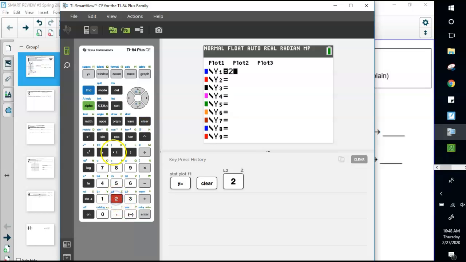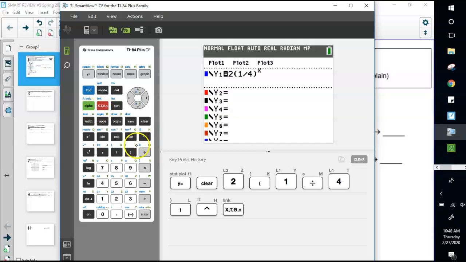Alright. So, y equals 2 times 1/4 to the x power minus 5. Make sure the minus 5 part of this is out of the parentheses. Otherwise, it's going to think it's a horizontal shift. We'll talk about that a little bit more in a minute.